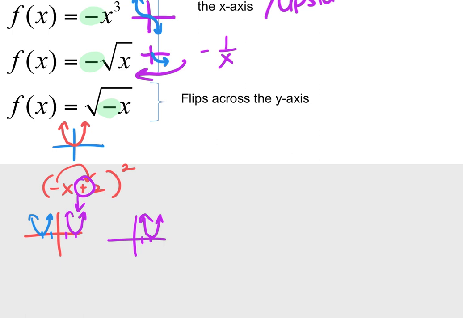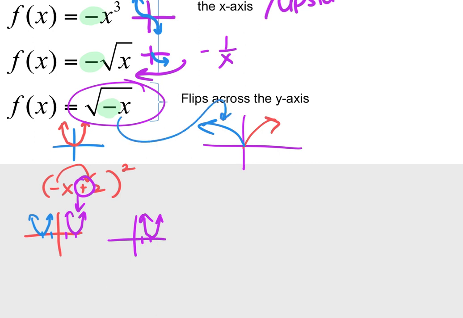With a negative underneath the square root, it drastically changes it because this only has one side. So if this is my original parent function, it goes the opposite direction. It points it left. This is a square root of negative x. It flips it over your y-axis, okay? So a negative on the front points it down. A negative on the inside square root points it left. Still good.